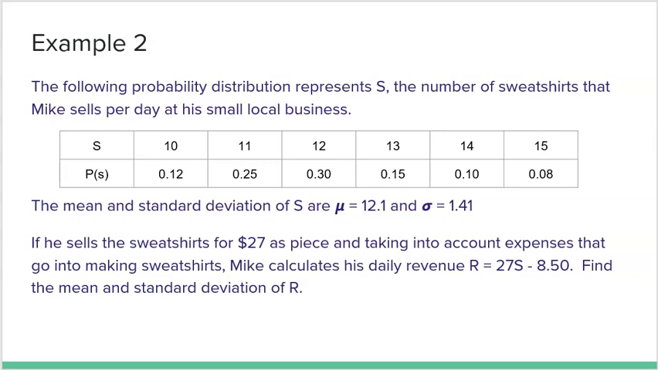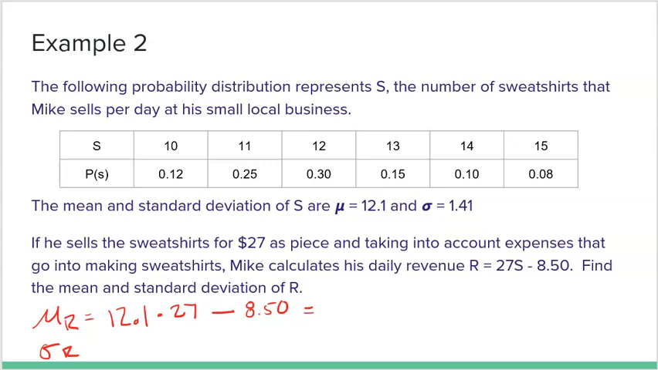So Mike's revenue is going to be a combination of how much he makes per sweatshirt minus $8.50. That is the expense that goes into the sweatshirts. So what is the mean and the standard deviation for his revenue? Well, he's expected to sell 12.1 sweatshirts per day times $27 per sweatshirt. But then I got to subtract that $8.50 that does go into the daily paying the employees, keeping the electricity on, all that kind of stuff for his store. But that's just a subtraction of a constant.